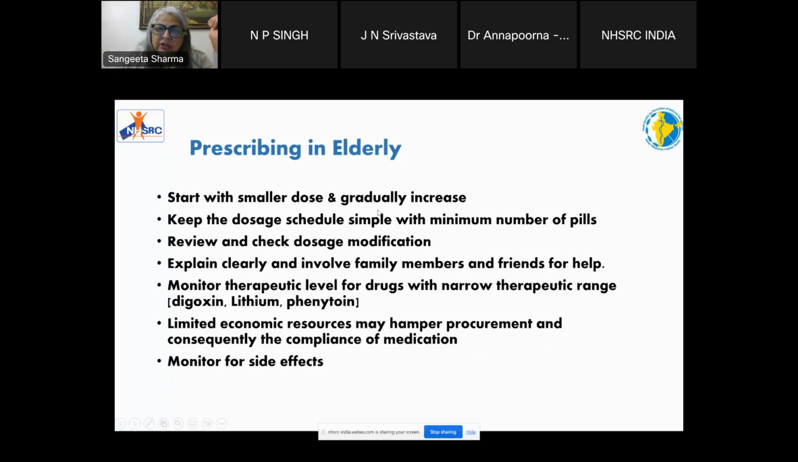Start with a smaller dose, gradually increase, and make the regimen schedule simple, with a minimum number of pills. Elderly are very peculiar in that sense. They will count the number of pills, so be careful about this. And review and check dosage modification. They usually identify medicines by color or shape, so if there is a change in the brand, change in the color, or packaging, they get confused. So it's good to review regularly with medication so that they are continuing.